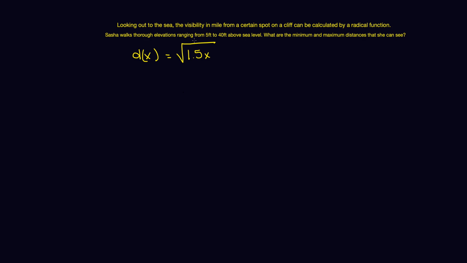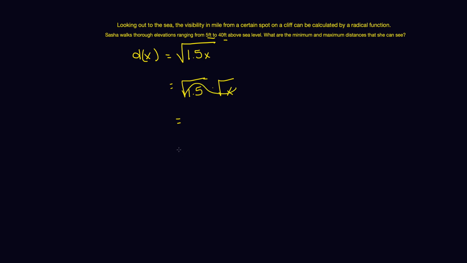What I would do here is you could hand graph this. I could take this apart as the square root of 1.5 times the square root of x, and we would get some scaling factor, but we also know that we're only looking from 5 to 40 feet. So I'm going to look between 5 and 40 feet.